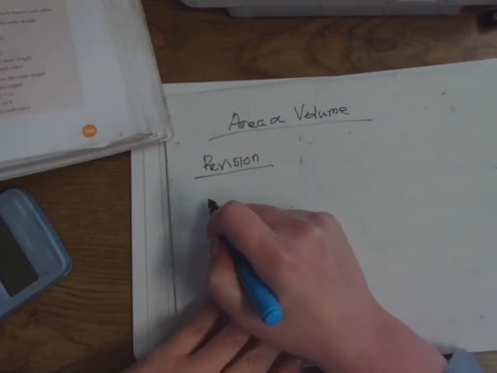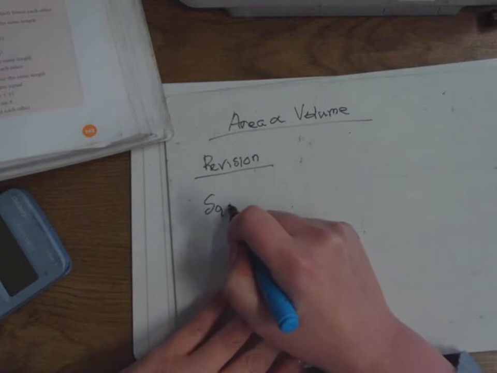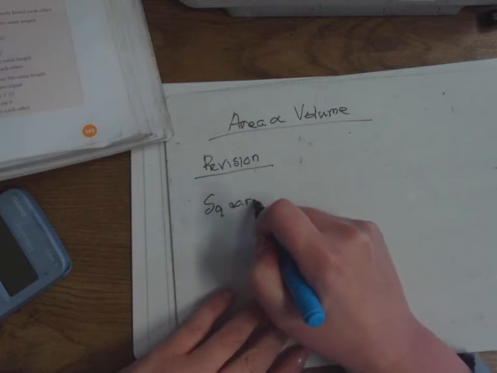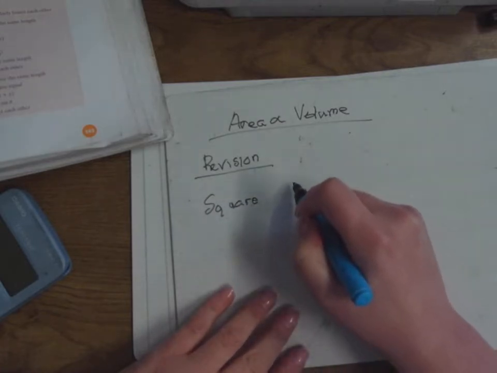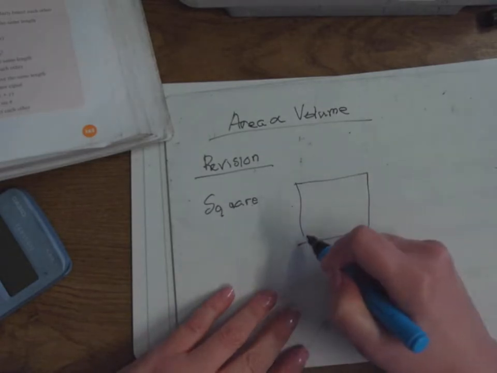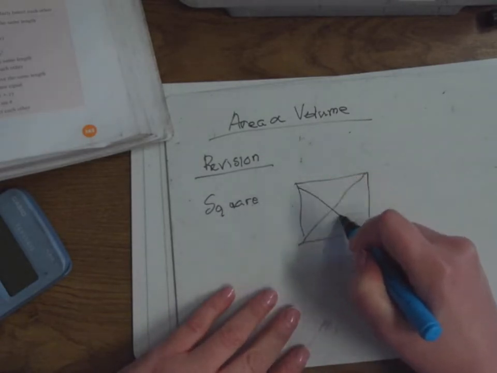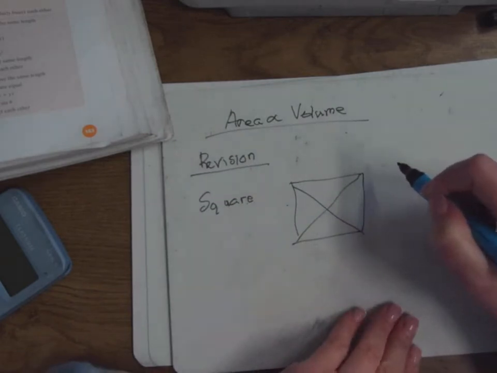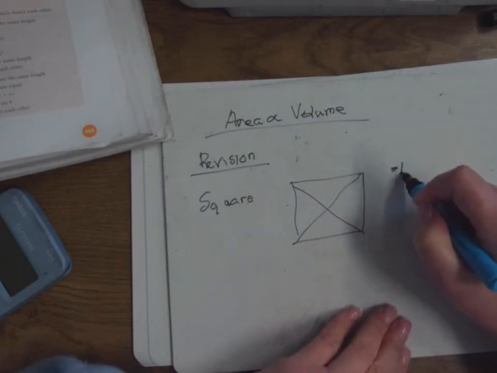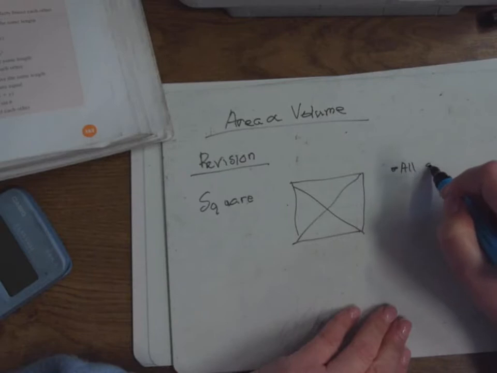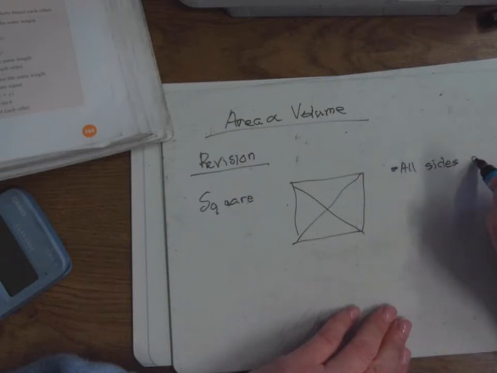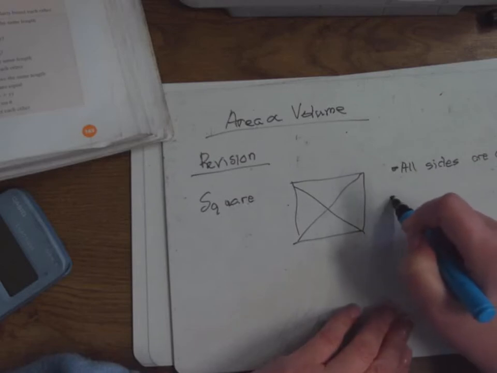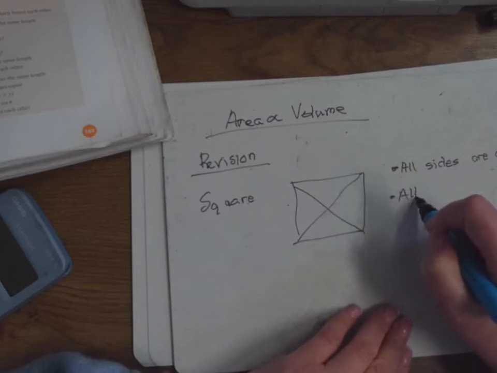So the first thing is a square. Some facts about a square. All sides are equal. Please say you all know that. All angles are equal and are 90 degrees.